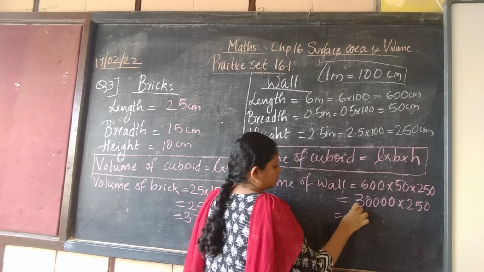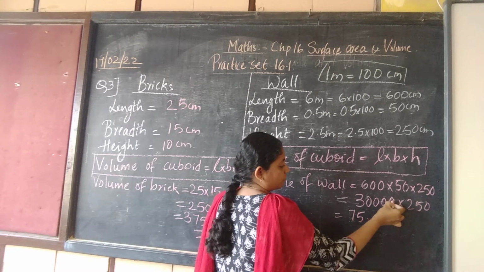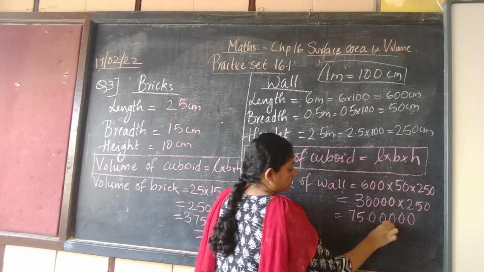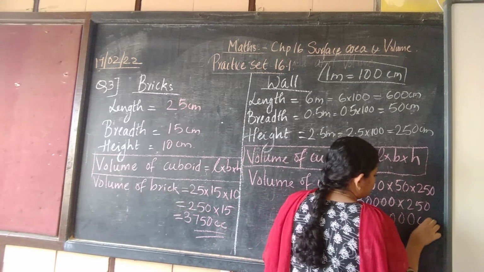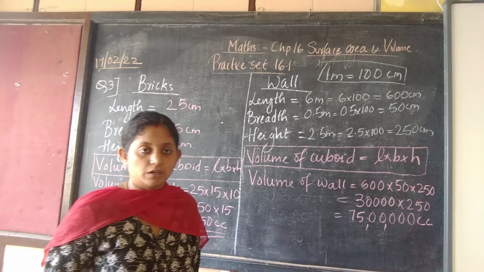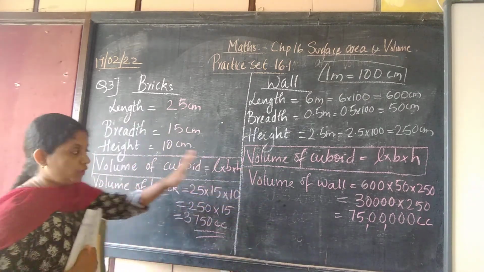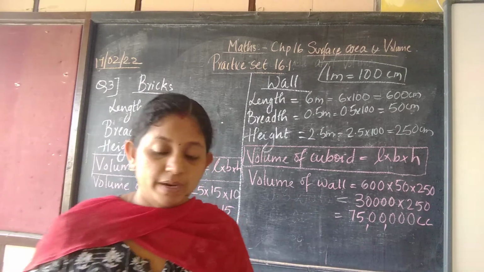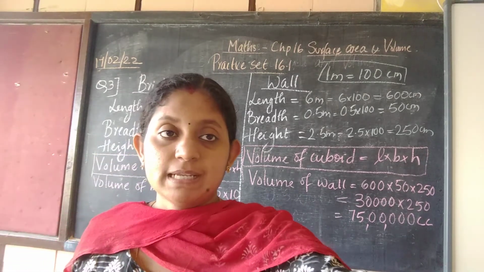25 3s are 75. How many zeros? 1, 2, 3, 4, 5. Okay. So 75 lakh cubic centimeter. We got this answer. We got the volume of wall. We got the volume of brick. Now what are we supposed to find? How many bricks are required? So what you are going to do? You are going to divide both of them. Okay. Let's see.